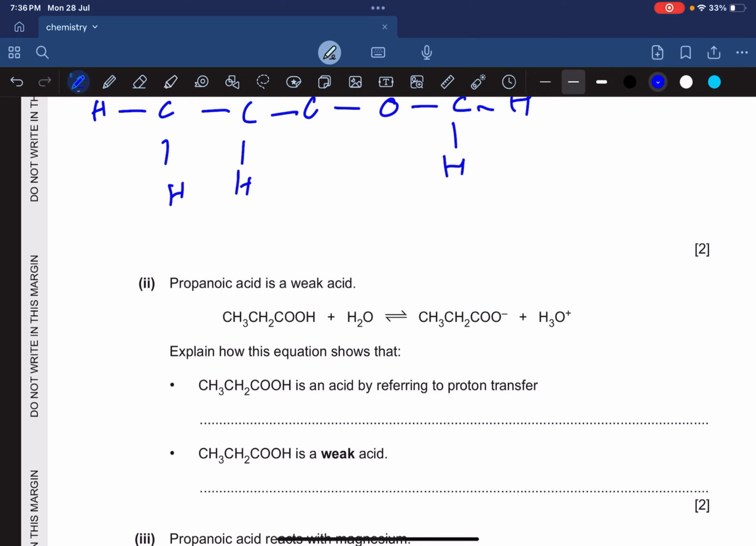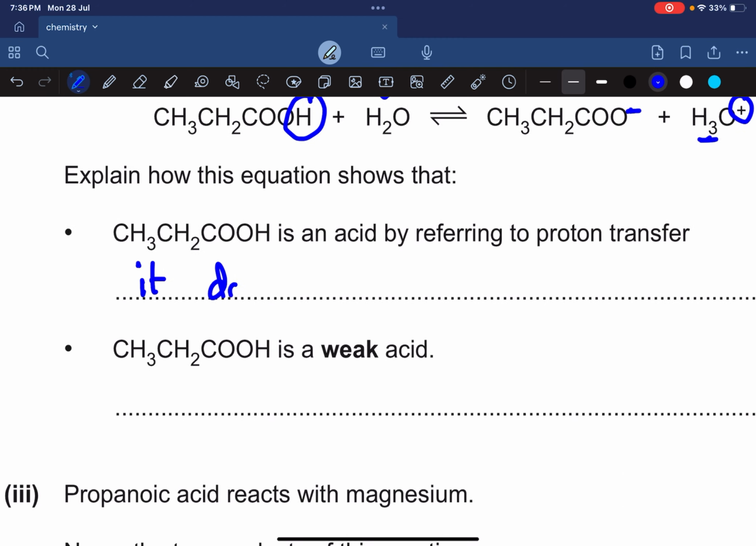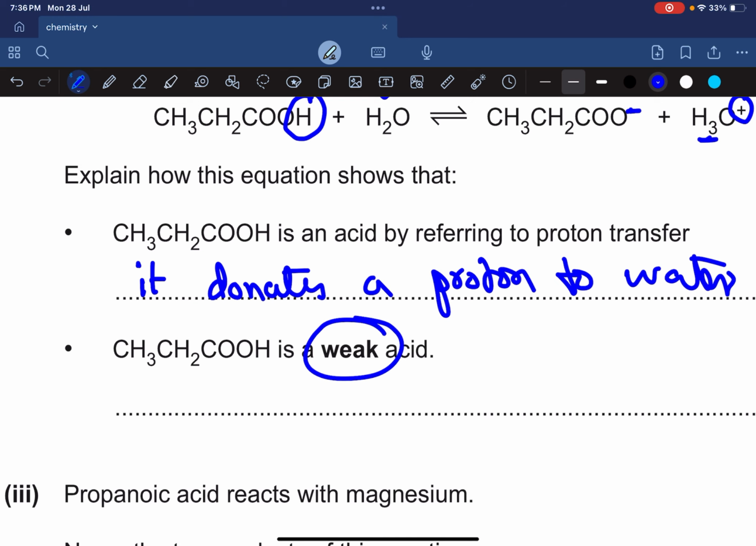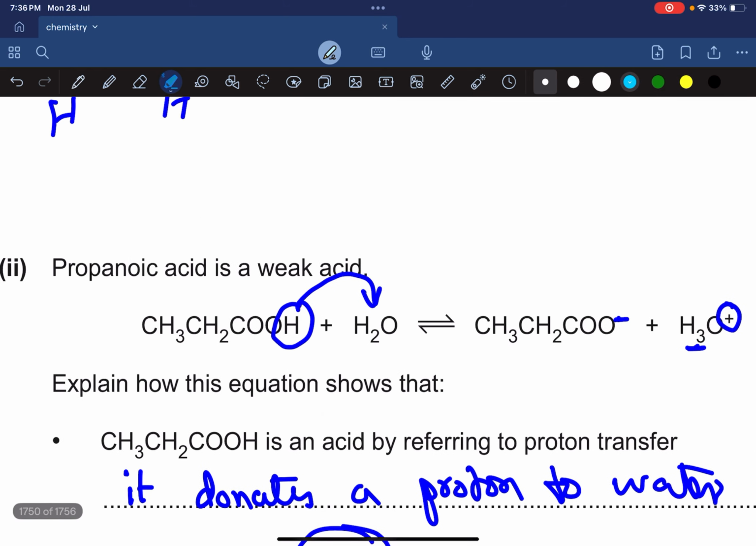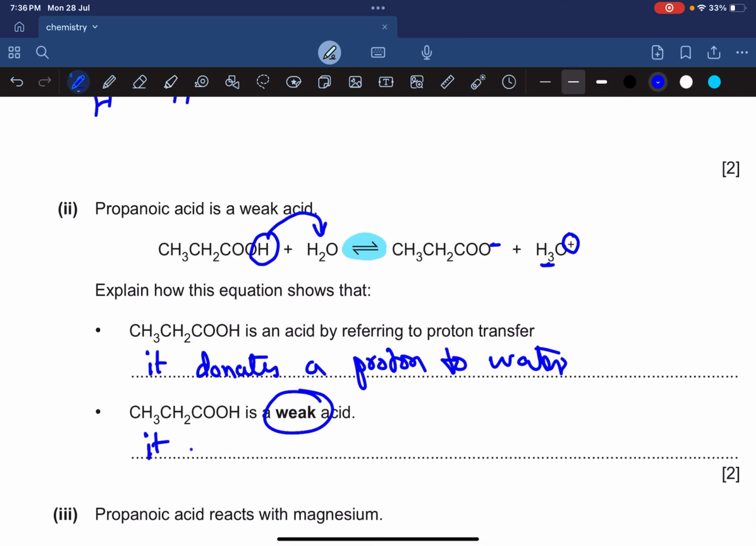Why? Because look, it is getting a 1 negative charge. It has transferred this H to water, so it becomes H3O and it has got 1 positive charge. So you write it donates a proton to water. And why is it a weak acid? The main thing that tells us it's a weak acid is this reversible reaction sign. It partially dissociates. That's why it's a weak acid.